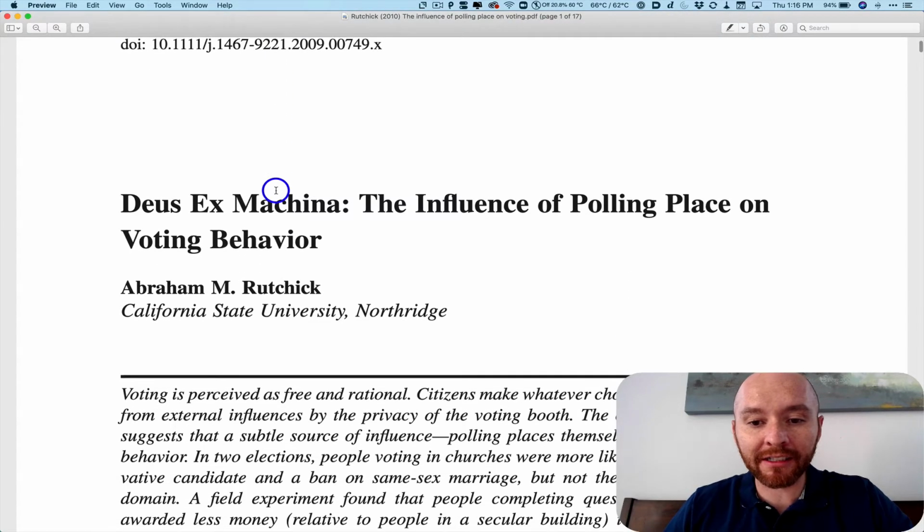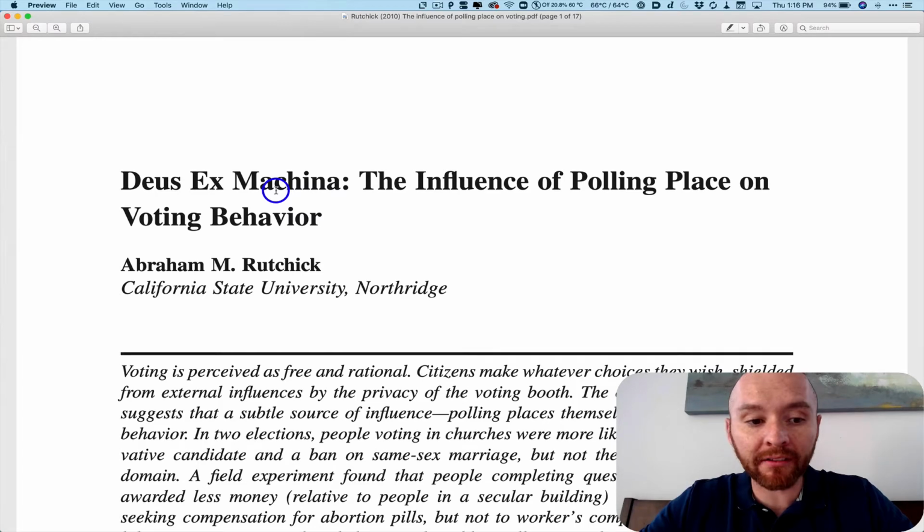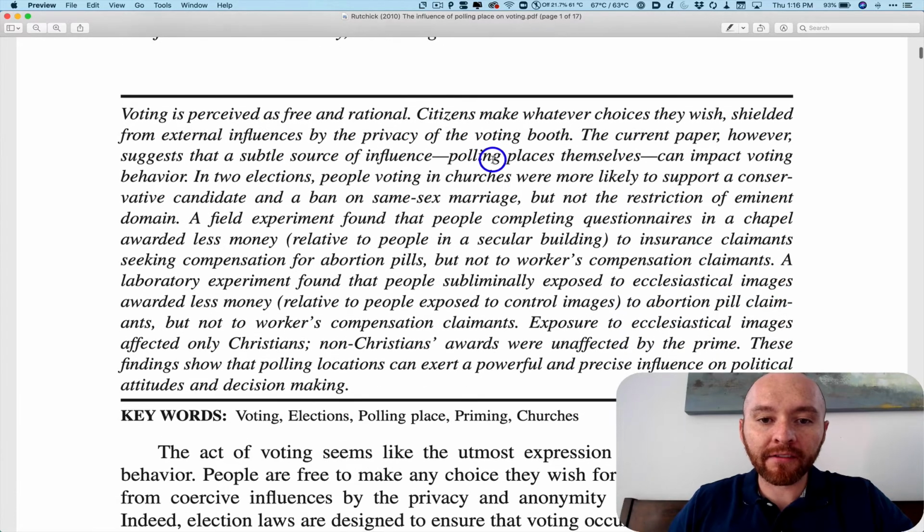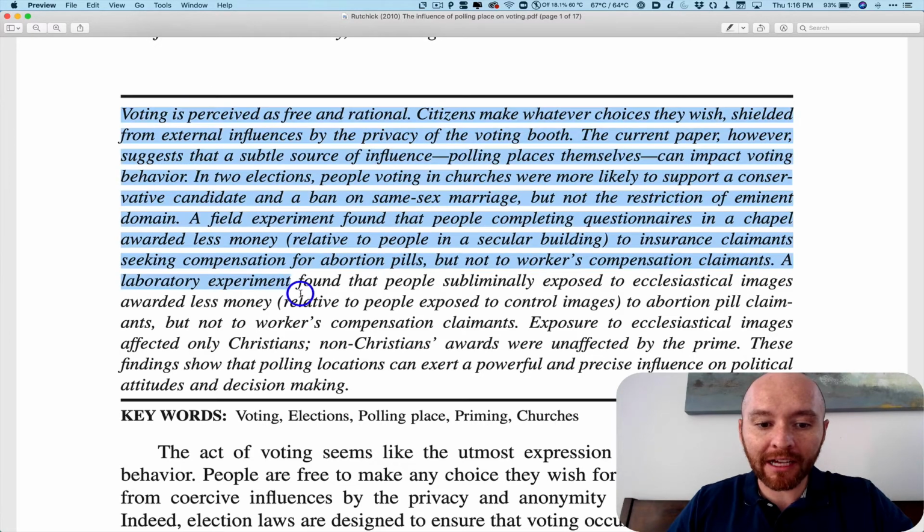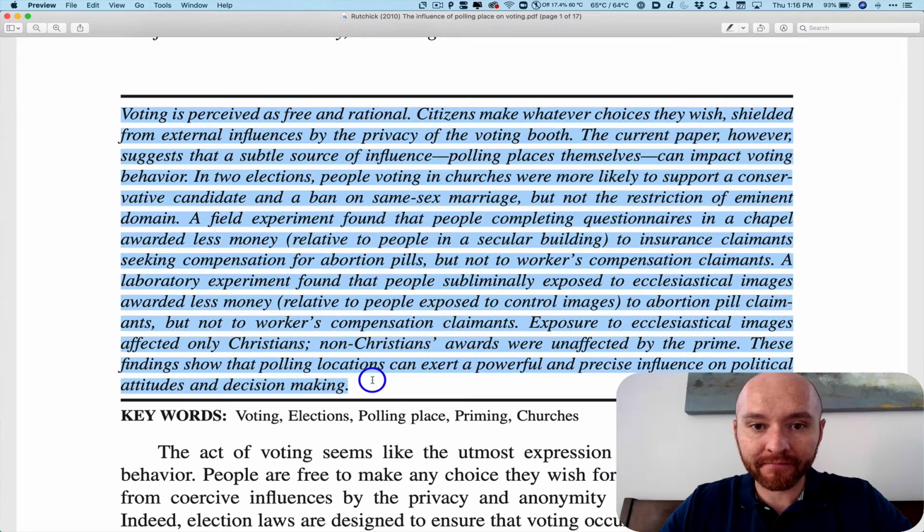So this is an article, right? Deus Ex Machina, the influence of polling place on voting behavior by Dr. Rutchick, a faculty member in our department. And the first thing I want to point your attention to is the abstract. You want to make sure you read the abstract of any paper, right? You read the abstract and you can figure out what the main findings are.